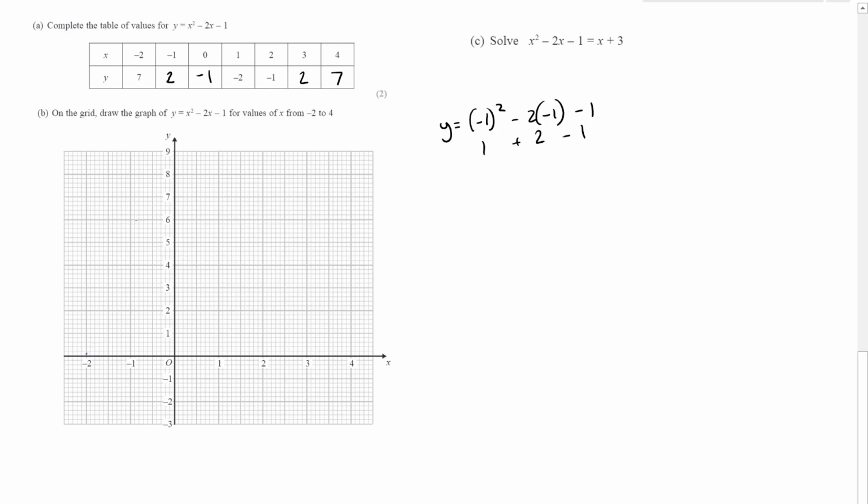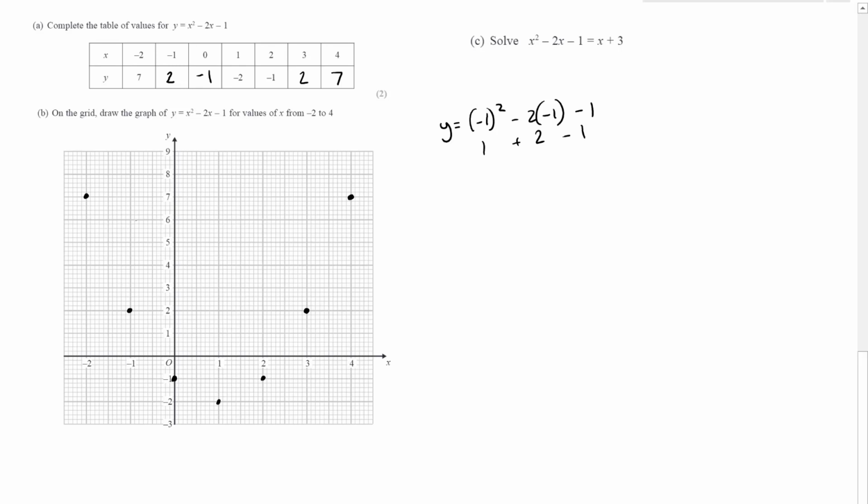So when x is -2, y is equal to 7, so that's this point here. When x is -1, y is equal to 2, so that's this point here. When x is 0, y is -1, so down here. When x is 1, y is -2, so that's down here. Then it goes up again to -1, then 3 goes up again to 2, and then 4 is going to go up again to 7.